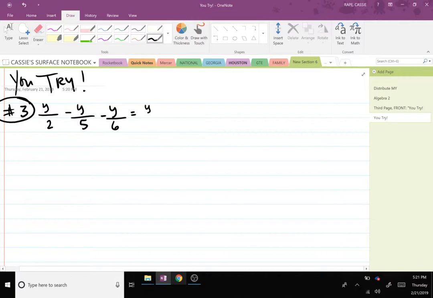So I've got y over 2. That 2 can't be factored. It's already prime. Minus, I'm going to leave myself just a little space because I think I'm going to have to do some writing in those spaces. Minus y over 5. 5 is prime, so I'm not going to factor that. Minus y over 6 isn't prime. 6 is the same as 2 times 3.